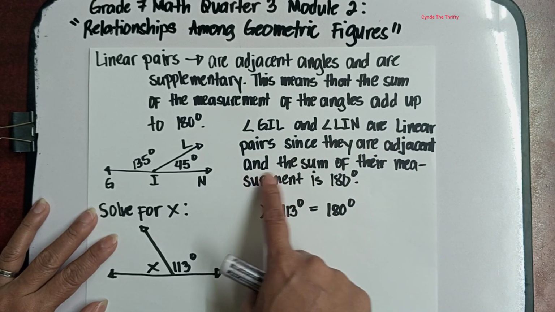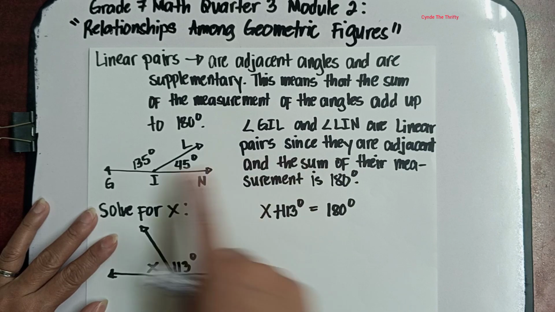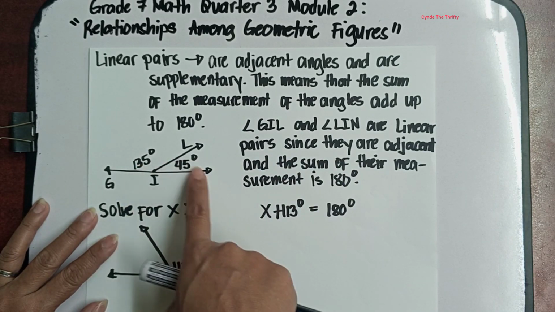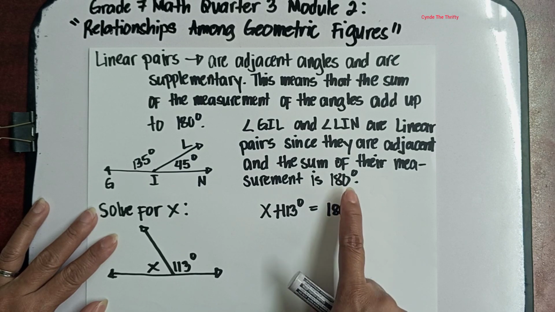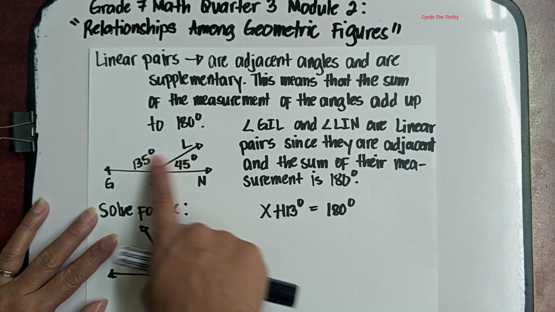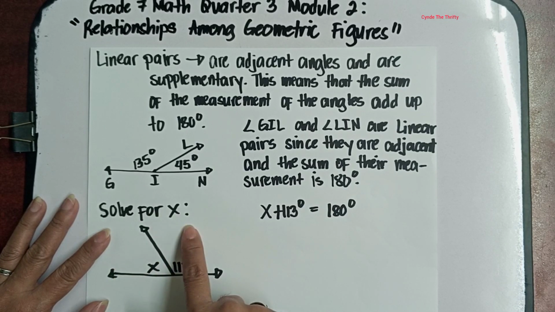And the sum of their measurement is 180 degree. Bakit? 135 degree plus 45 degree is 180 degree. Okay? So, matatawag natin itong linear pairs. Solve for x. Okay? So, isolve natin kung ano ang sukat ni x dito.